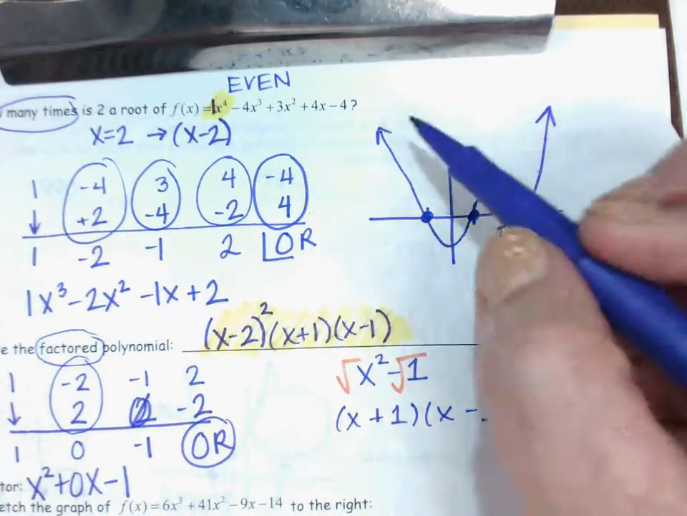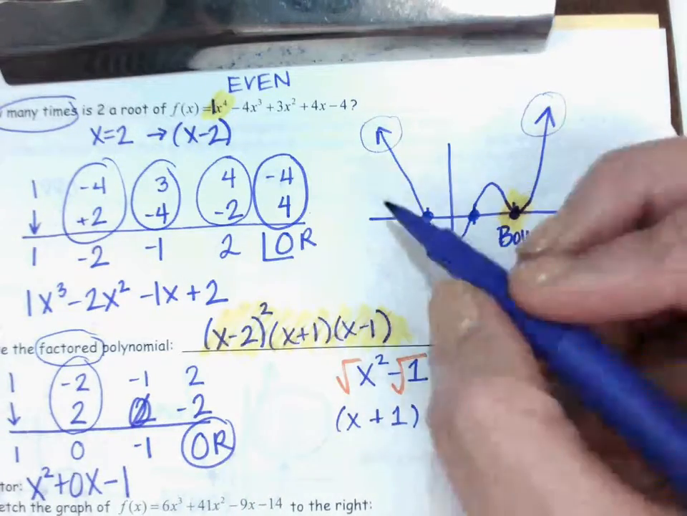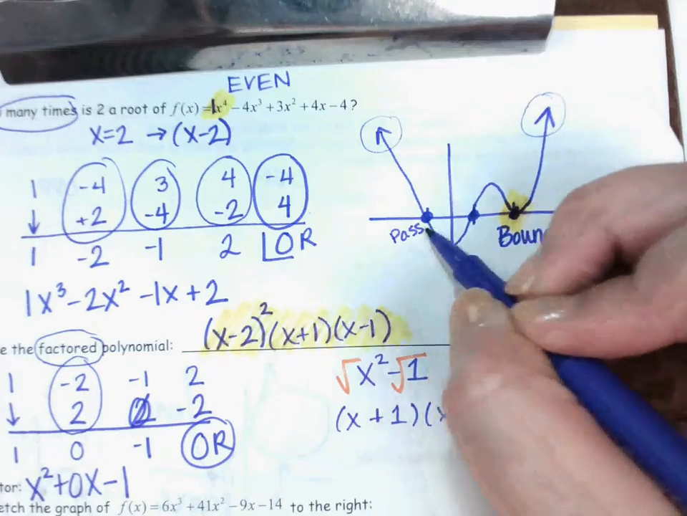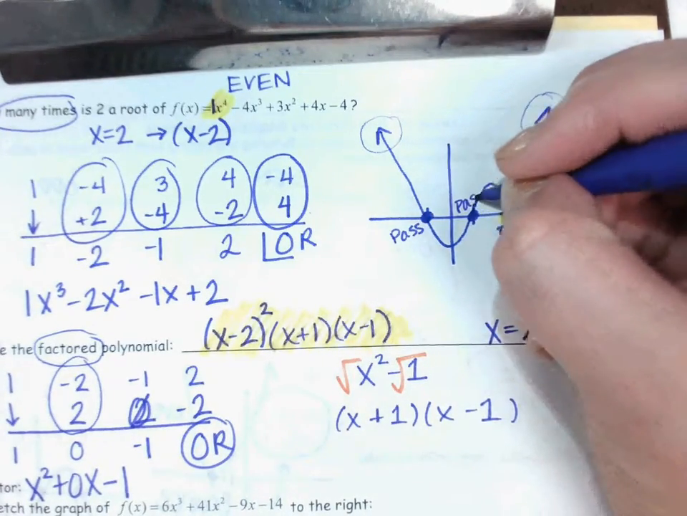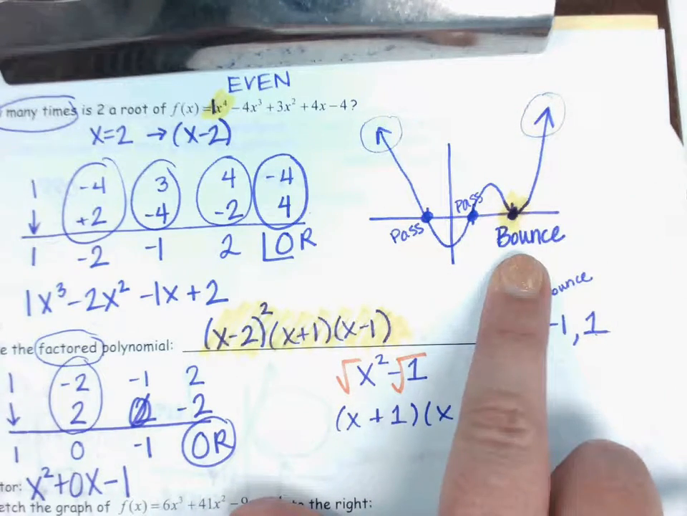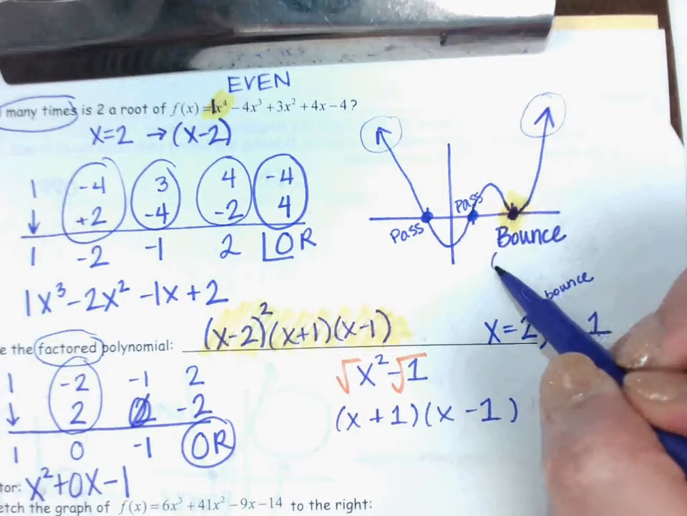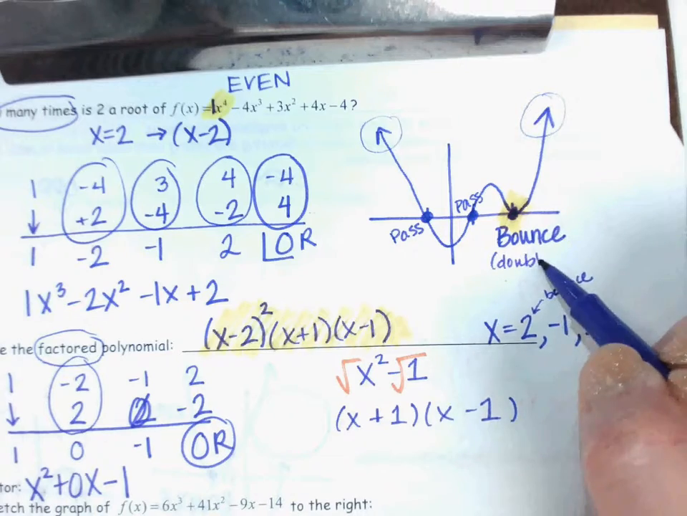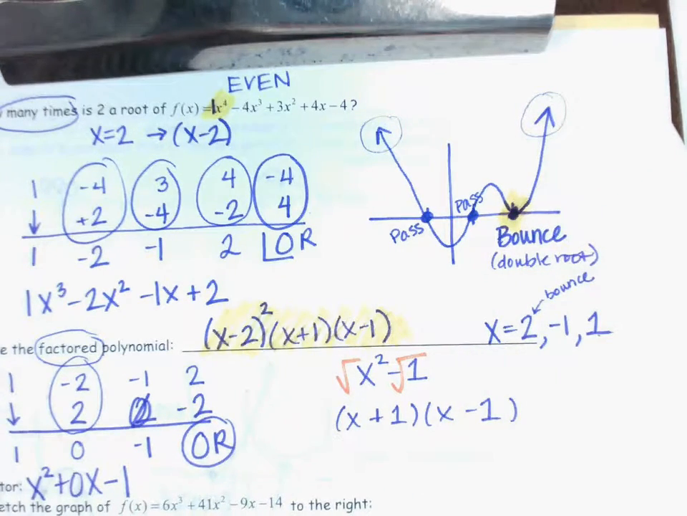Okay, now do you see that both your ends are up? That's because it's even. This is a pass because it passed through the x-axis. This one is a pass because it came back up through the x-axis, but this one is a bounce because it doesn't go through. It just hits the x-axis and then keeps going up. Okay, but remember, why is it a bounce? Because it's a double. It's a double root. Make sense? Okay.